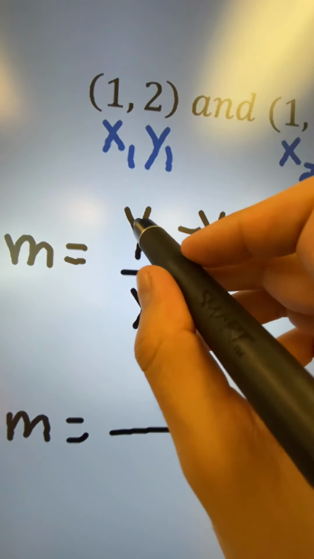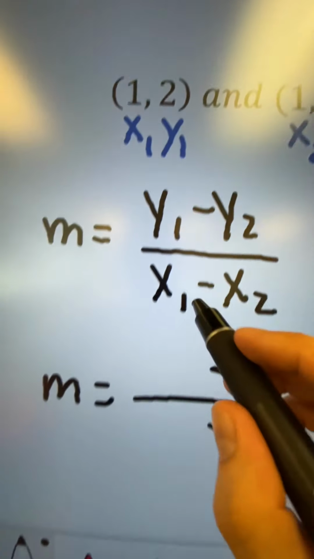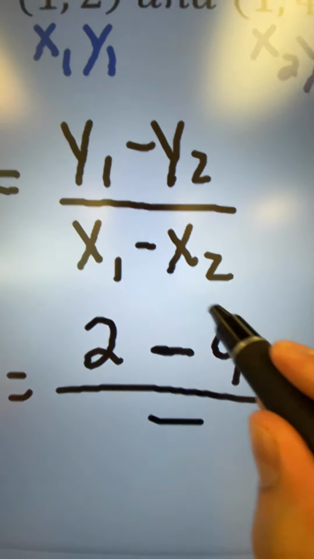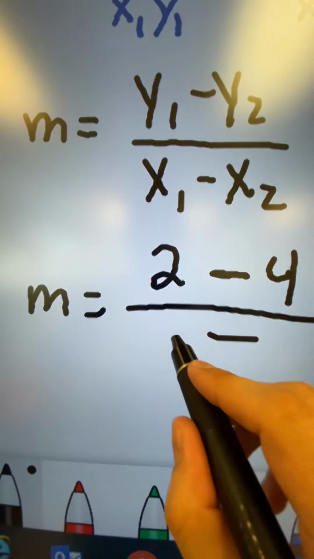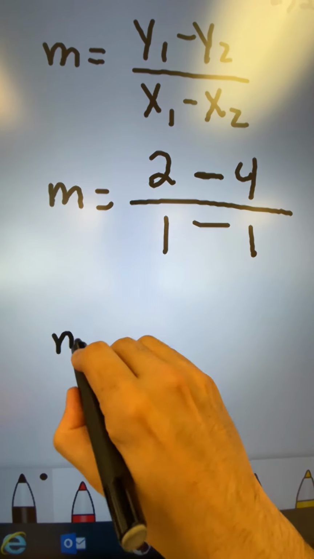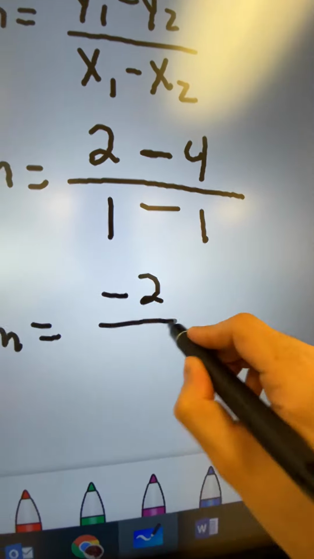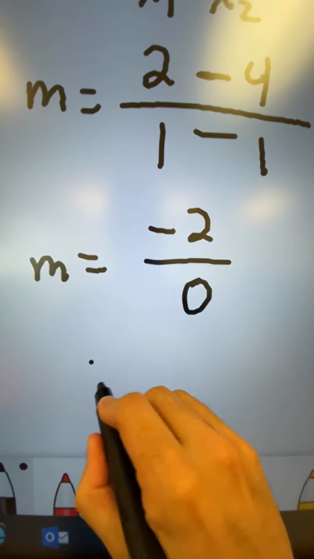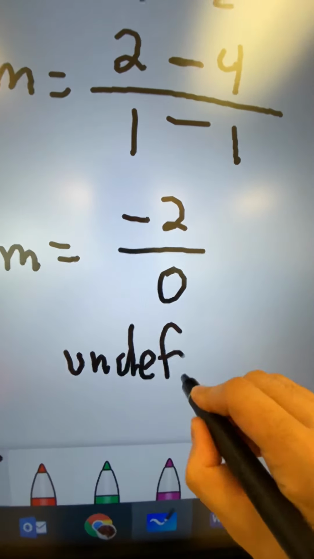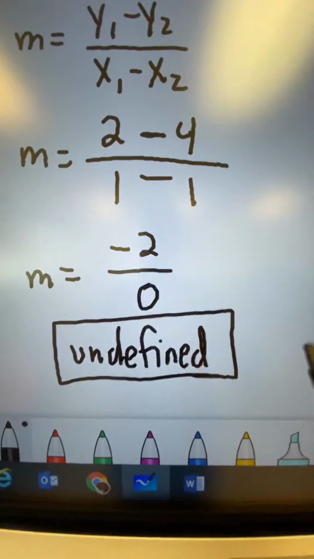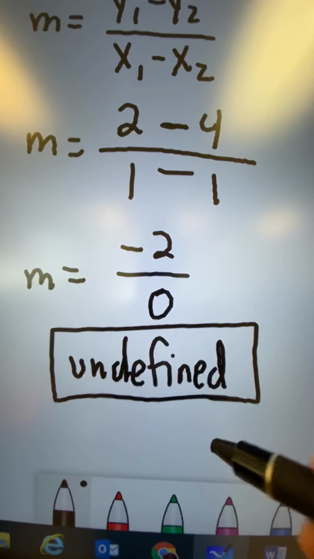So now here, look at y1, the first y value, is 2. The second y value is 4. The first x value is 1. And the second x value is also 1. See, when I simplify this, I'm going to get negative 2 over 0. And notice that we have division by 0, which is actually undefined. You can't divide by 0. So that is undefined. Which means if I were to graph the slope, it would be a vertical line.